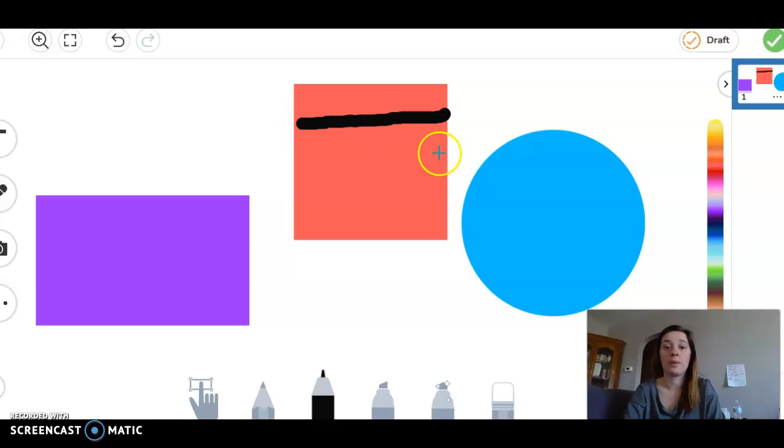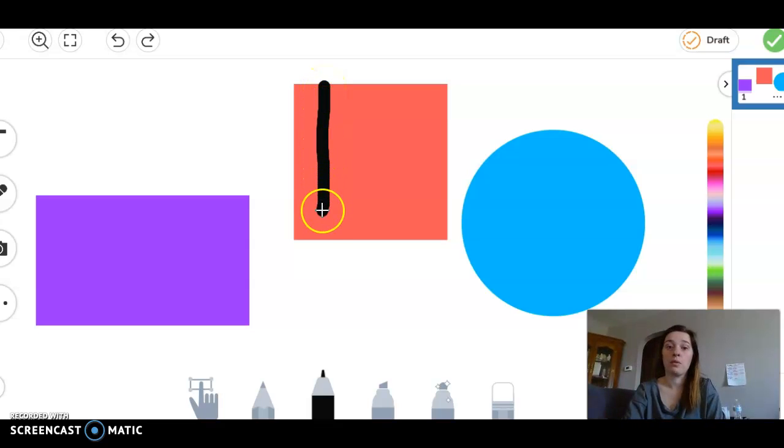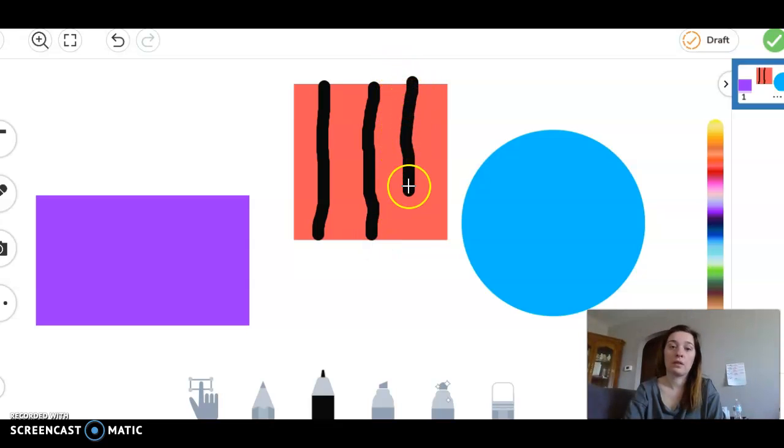This one's much harder for me to do with my mouse. 1, 2, 3, 4. Or there's one more way that I want to do it. We could also do it vertically, up and down. 1, 2, 3, 4.